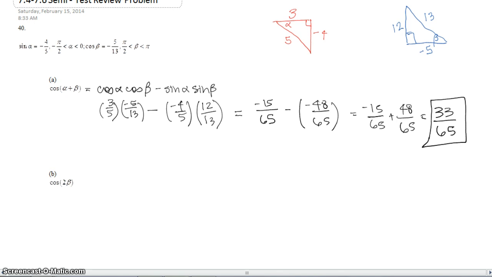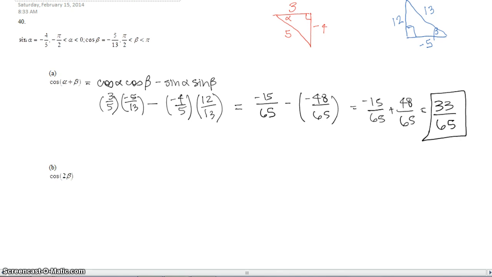Okay, so now moving on to cosine of 2 beta. Cosine of 2 beta, we look to the double angle identities, and we remember that for the cosine double angle identities, we have 3 different formulas to choose from, and it's really a matter of preference which one you choose. You'll get the same answer no matter which one you do, as long as you do them correctly. So I'm going to just arbitrarily choose cosine 2 beta is going to be 2 cosine squared beta minus 1.